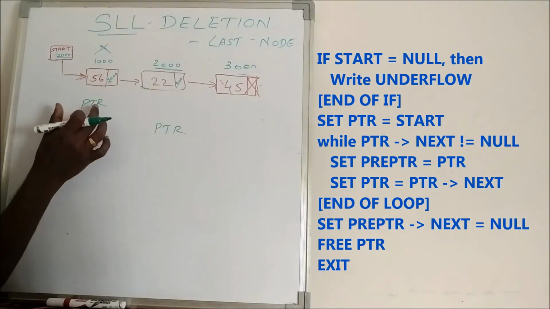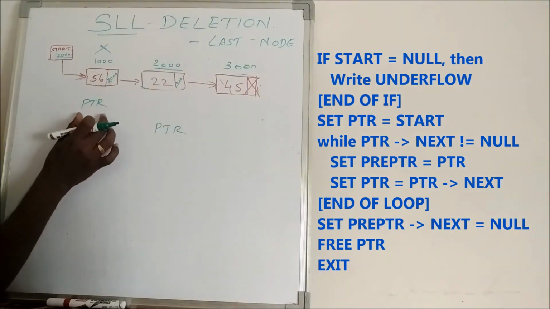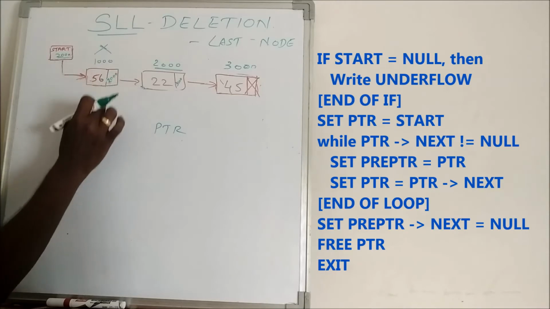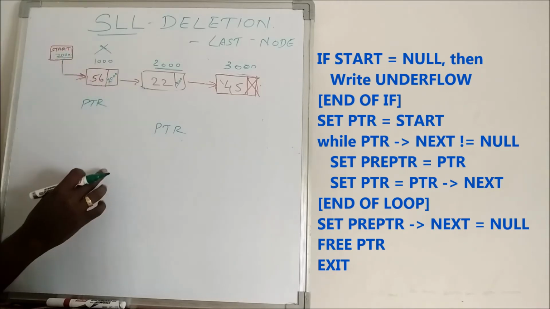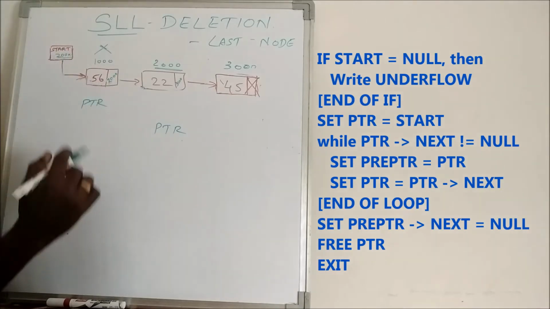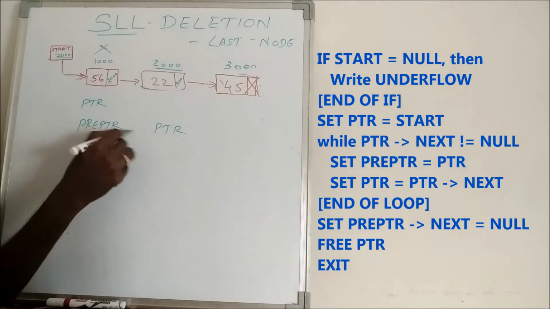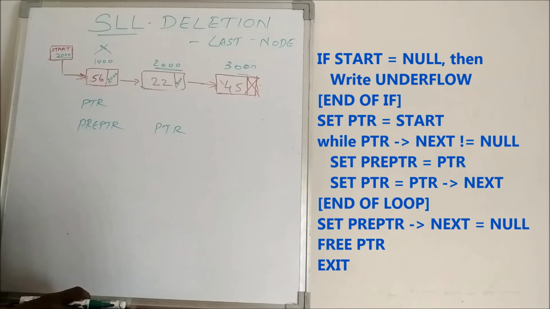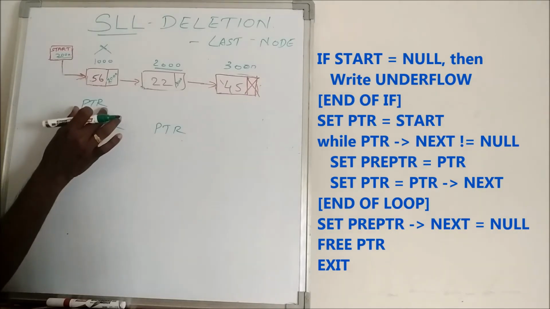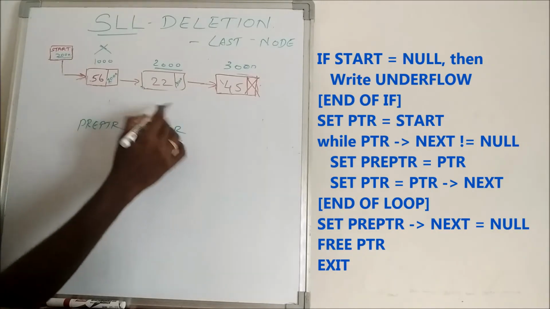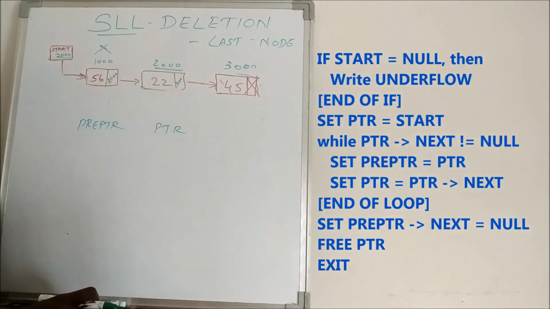Initially this node acts as the pointer. Pointer is equal to start. Now we check whether pointer's next is null. It is not null. Now what do we do? Pre-pointer is equal to pointer, which means this will act as the pre-pointer. Next, pointer is equal to pointer's next. Hereafter this will be the pointer.